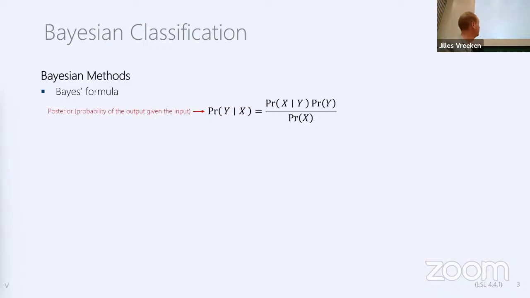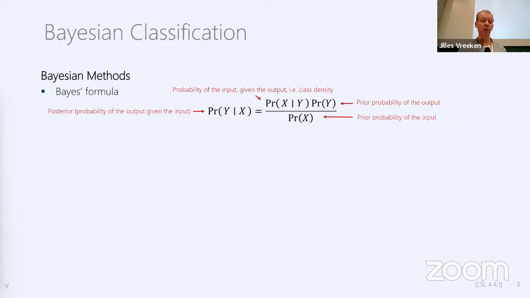So let's unpack it again. The posterior is the one that we're interested in. We can take the probability of the input given the output. We have a prior probability on the output and the prior probability of the input.